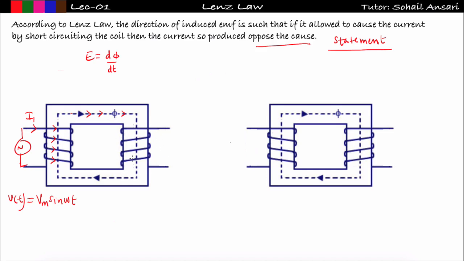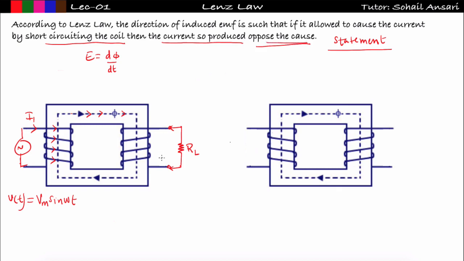Now we have to apply Lenz law. Suppose I am short circuiting this secondary terminal by some minimum resistance, let us say RL, having a very small value. By short circuiting the coil, I am not exactly short circuiting, I am connecting one resistance RL whose value is very less, so we can assume that I am short circuiting the coil. Then what does Lenz law say? The current so produced opposes the cause. What is the cause? The cause is the flux.